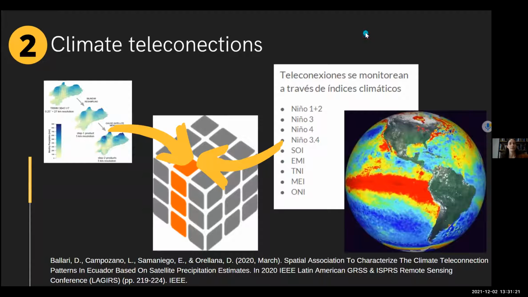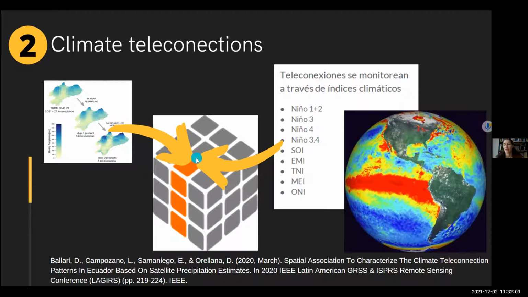As a second application, we worked with climate teleconnections. That means that the way it rains in Ecuador is not only related with local meteorological conditions, but we are under the influence of climate teleconnections, for instance ENSO, that is the phenomenon that creates El Niño conditions and La Niña conditions. So we used the downscaled images from the previous work, and we focused pixel by pixel.